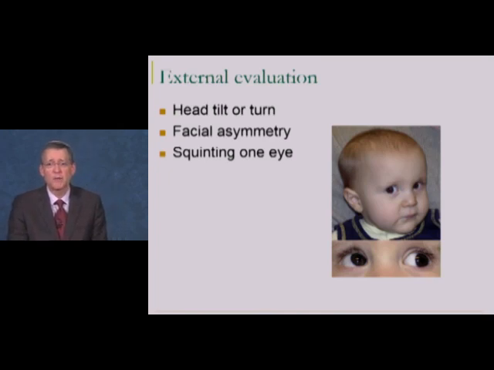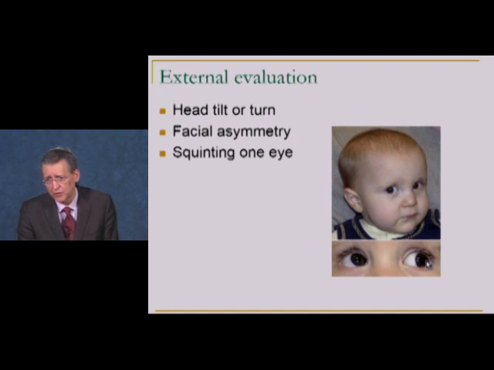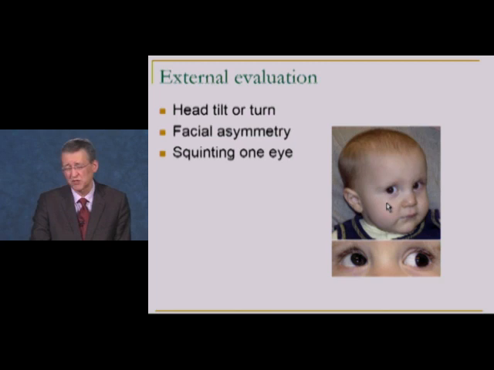Head tilt or turn, I mentioned. This is a boy I saw who was always like this. And he was always like this because, look, when I finally got him to look up and left, the right eye went up, but the left eye wouldn't move up. So he's seeing double over there, and he's not going to accept that. He wants binocular vision, so he's turning his head to keep it right. Some of those patients will have facial asymmetry. They'll be squinting one eye closed sometimes.